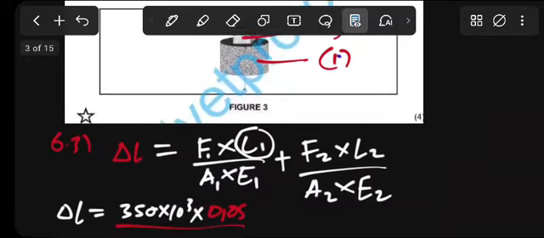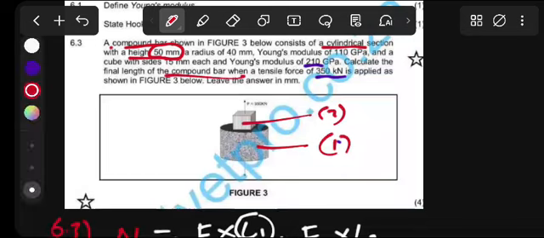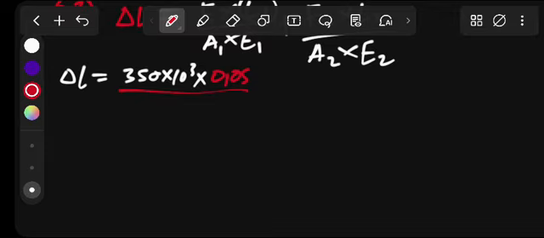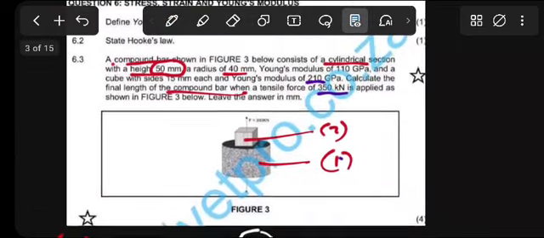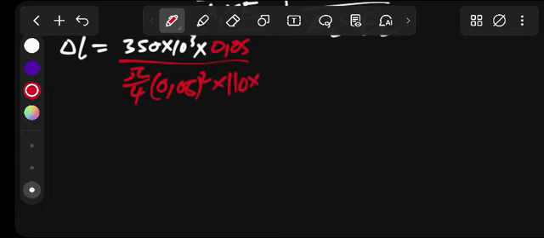The area, guys. We've been given the radius, so the diameter will be 80. Then 80 is the same as 0.08 when you divide by 1000. So the area is pi over 4 multiplied by 0.08, squared, multiplied by the Young modulus of this first portion, which is 110 times 10 to the power of 9.